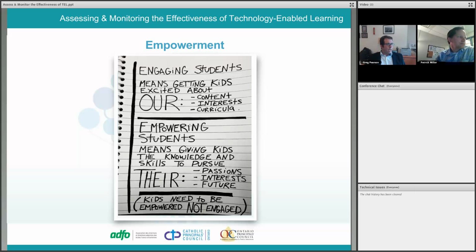Engaging students, great. Yeah, it means getting kids excited about, and that's the teachers, our education system, the content we're going to deliver, the interest that we have in teaching and what topics we select for our students, and the curricula that we're going to be delivering, as the Ministry of Education kind of talks about. In his perspective, what we want to start doing is talking about that empowerment of the students, giving them the knowledge and the skills so that they can hone their interests, look at their passions, and really start considering their future. So it's that idea of empowering and not just engaging.